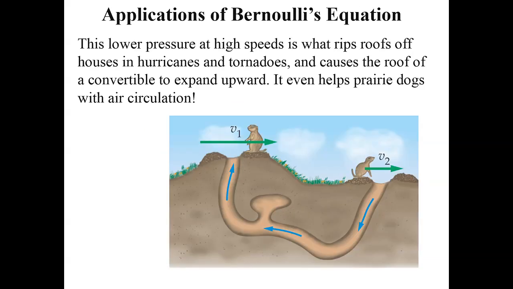Bernoulli's principle, that when the velocity of a fluid increases, the pressure decreases, is a surprising result, but it appears in a number of phenomena. We've already mentioned flight, but this slide shows how prairie dogs can air condition their burrows by making one high burrow that the wind rushes over. This lowers the pressure and pulls air out of the burrow, creating a flow circulating the air.